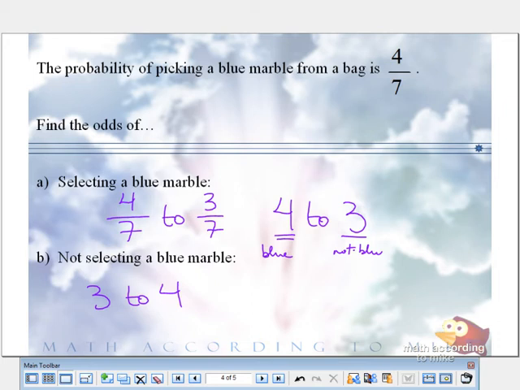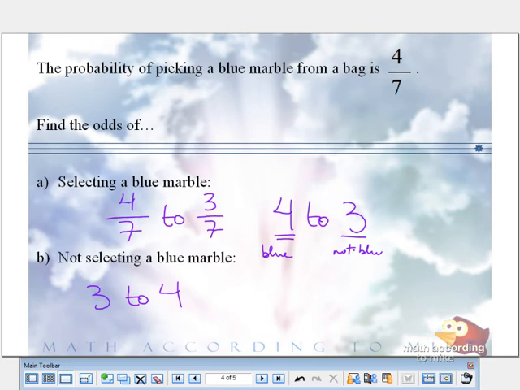So again, the probability of picking blue is 4/7. The odds of picking blue are 4/3. It's two different ways of saying the same thing. So just be careful. Notice when you write odds, you don't write the total. Out of the 7 total, 4 are blue, 3 are not. When you write a probability, you write the total, the 4/7, assuming there's 7 marbles in the bag.